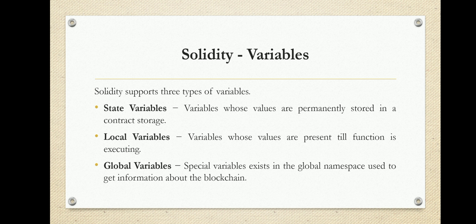Okay, so we have the next concept, Solidity variables. What are the variables we can use with Solidity? Solidity programming supports three types of variables: state variables, local variables, and global variables. What is meant by state variables? Variables whose values are permanently stored in contract storage. The variables we define and declare after the contract name, in the contract scope, are treated as state variables.